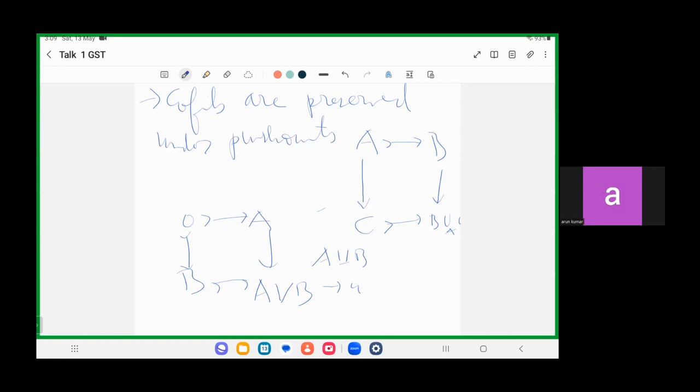So in particular, all the maps from the zero object to any object are cofibrations, because all such maps are cofibrations. What we have is that the coproduct of A and B always exists for any A and B here. So that's one consequence of this statement.